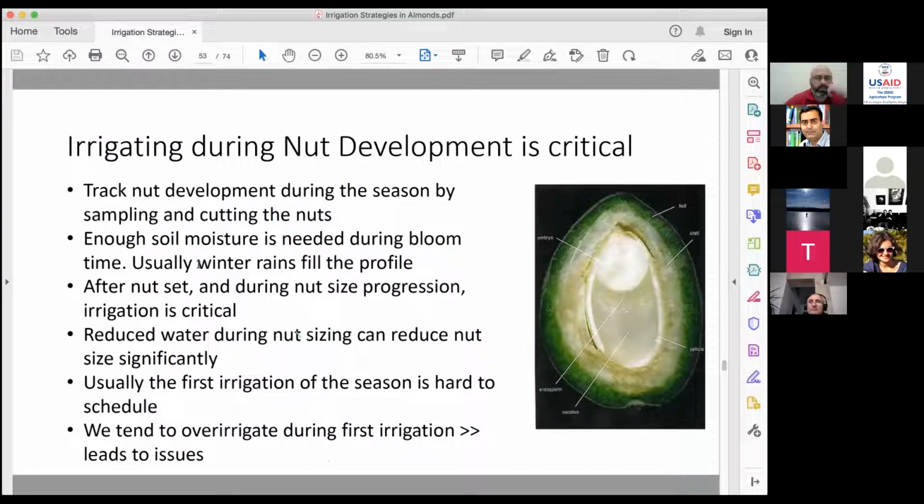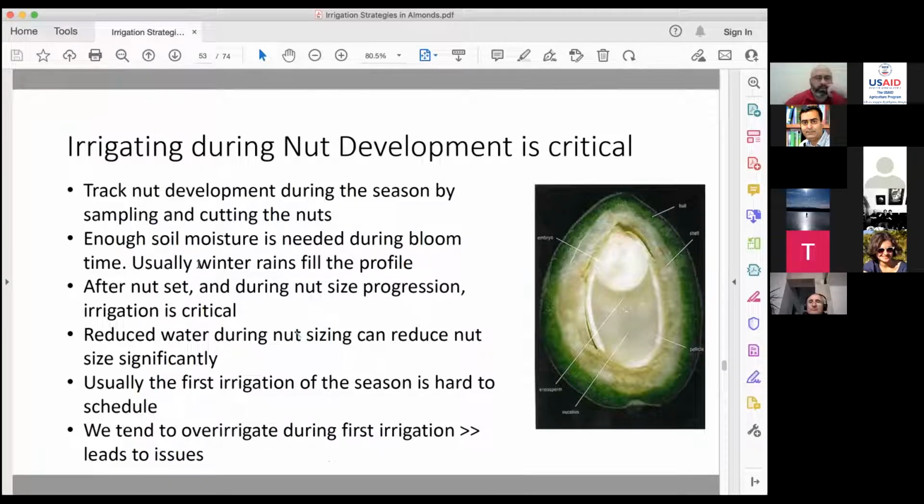One other reason to apply water before bloom is that the almond trees develop their root system before the bloom. The first root flush happens right before bloom. So if the trees don't have enough moisture in the root zone, it can lead to poor root growth and poor root development. So that's an important factor. You have to have enough soil moisture during the bloom time.